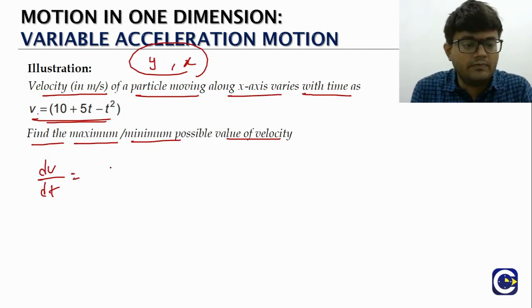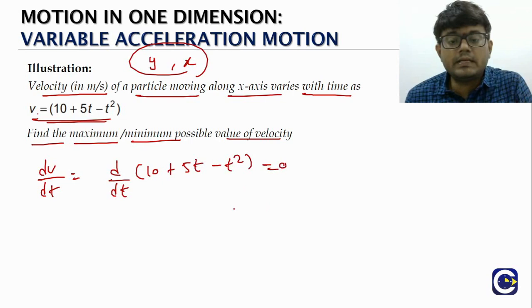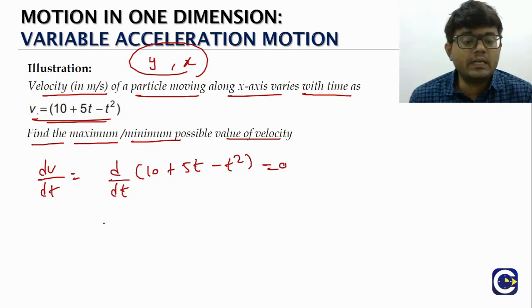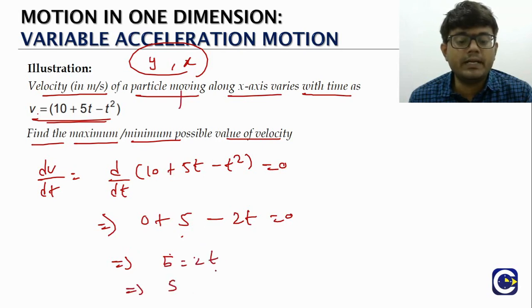First we have to take the derivative of 10 plus 5t minus t square. When we are reaching the maximum or minimum, the derivative of the function with respect to the variable will be 0. The derivative of 10 is 0, plus the derivative of 5t is 5. The derivative of t square is 2t. Equating it to 0, 5 will be equal to 2t. From here we get 5 by 2 is equal to t.